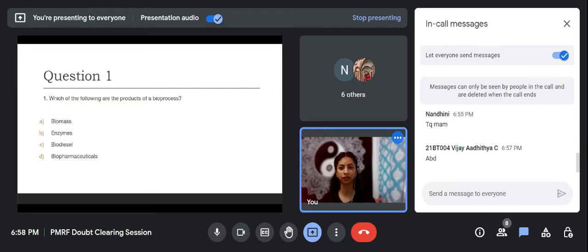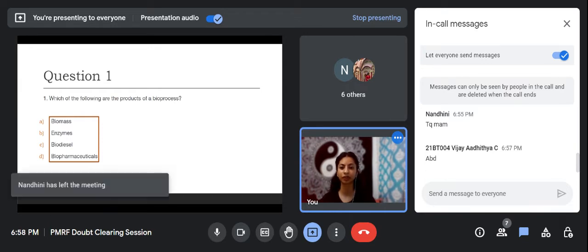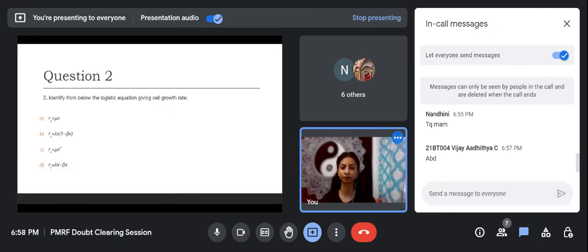A, B, C, D. Okay. You're almost correct. Technically, all of them are the correct answer, right? Because, like Sir told at the start of the module, your end product could be cells, which would be biomass, or it could be biodiesel, like in the last module he told us about biodiesel. It could be enzymes, or it could be biopharmaceuticals like monoclonal antibodies, right? So, question number two: from the below equation, what is the logistic equation for cell growth rate? Do you want to guess the answer?